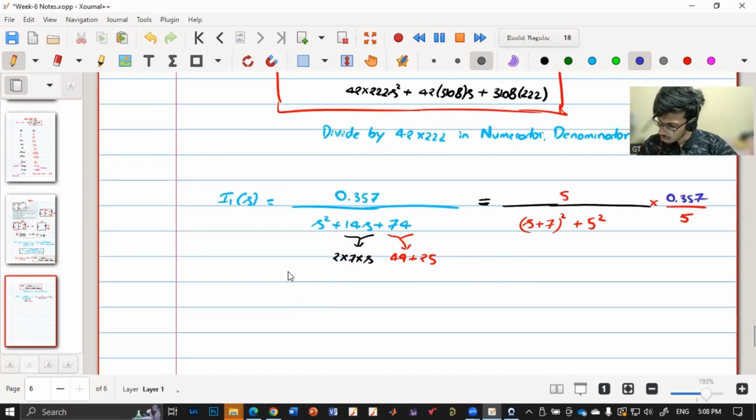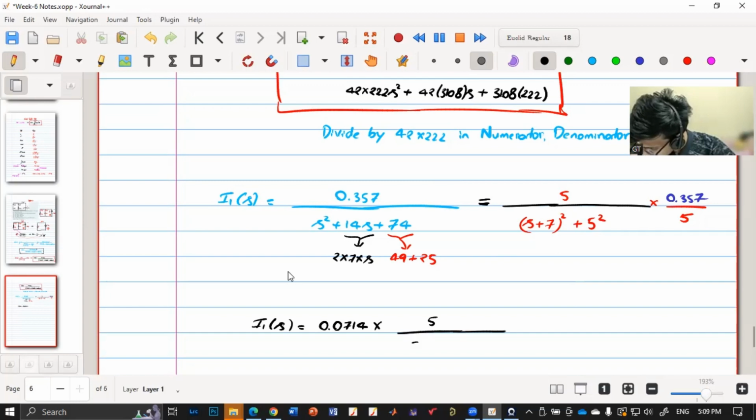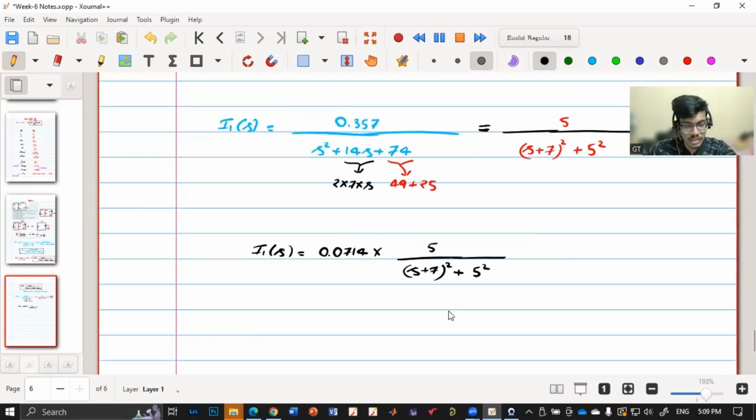Okay, so now my I1 of S. So what is 0.357 by 5? It is 0.0714. So 0.0714 into 5 by s plus 7 whole square plus 5 square. We got something like this, right? You also check the calculations.